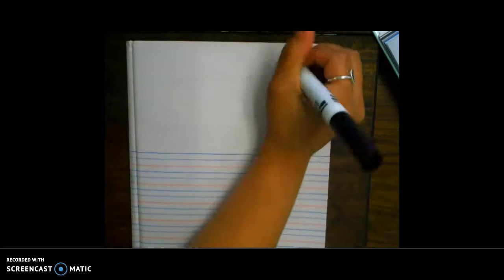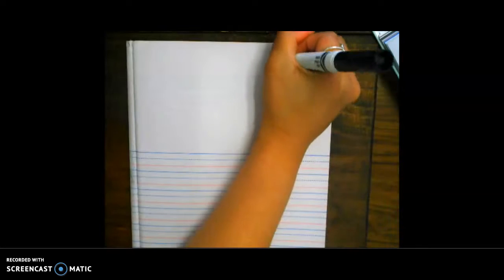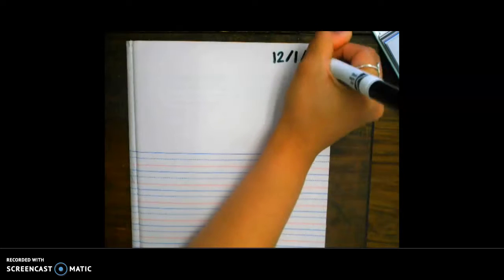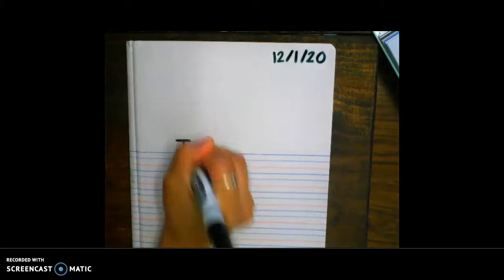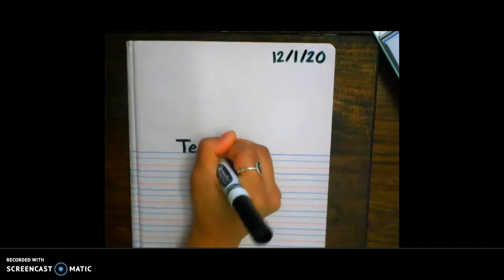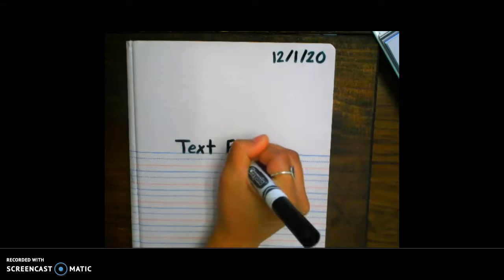Okay, you're going to get out your reading journal and write today's date. Today's date is 12/1/20. Let's write the title. Text features.